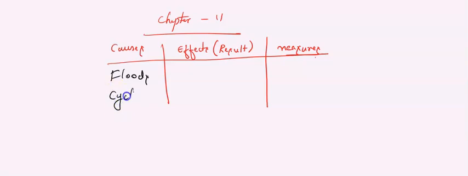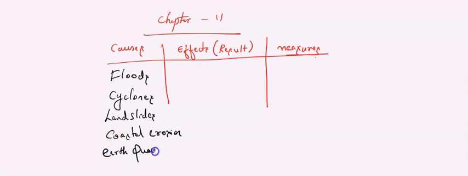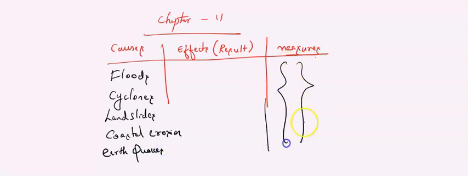And after floods, we have cyclones. These all are natural disasters. After cyclones, we have landslides. Apart from landslides, we have coastal erosion. And ultimately we have earthquakes. As you can see, the preventive measures for all of them are the same or a bit the same. A few of the points remain the same. You can use the same answer for all the causes or all the effects of natural disasters. Understood? So, this is one of the important questions in this chapter.